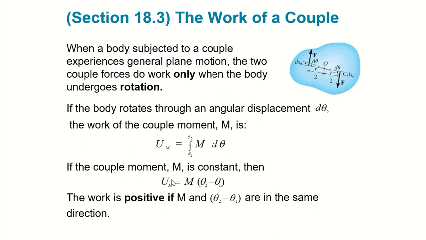If the couple moment M is constant, then we can take theta 2 and theta 1, which are your final angle and your initial angle, out of it. So this is just writing this into here. It's the same thing. Your work of M is the same as this with your couple moment. So the work is positive if M and theta 2 minus theta 1 are in the same direction. Reiterating the same thing: work is positive if the couple moment and the change in angle, which is your displacement, are in the same direction.